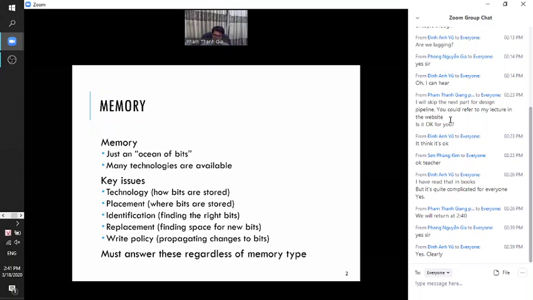So the key issue is about technology, how bits are stored. I will brief about that in the next lectures. Placement is where bits are stored. Identification is how to find the right bit, or how to arrange and get the information of bits stored in the memory. Replacement means finding a space for storing a new bit. And write policy is propagating the changes to the bits.